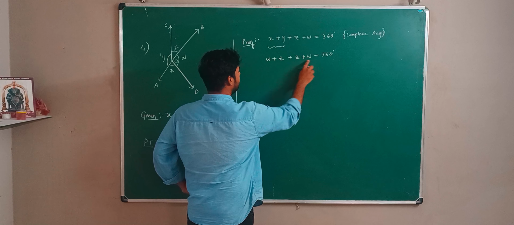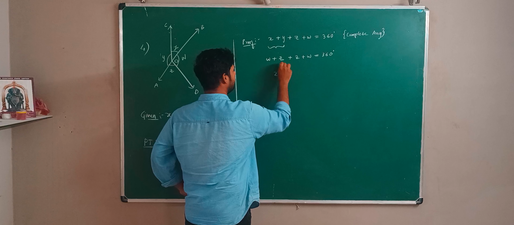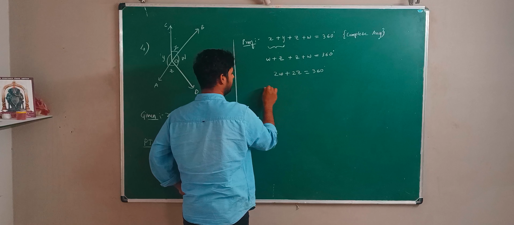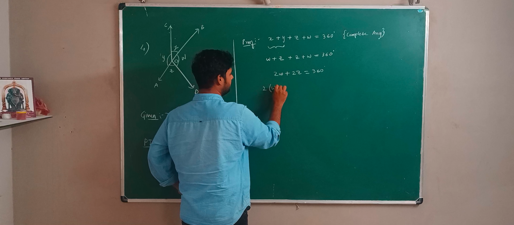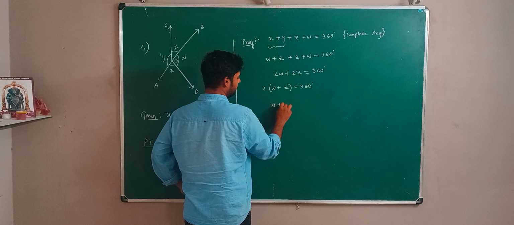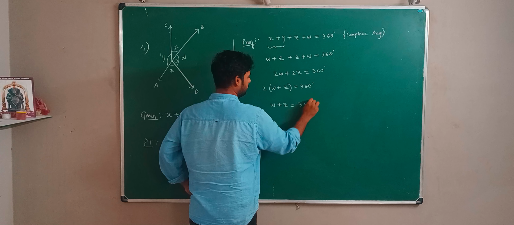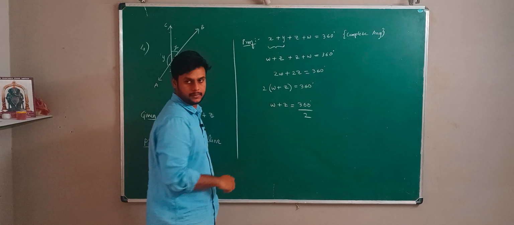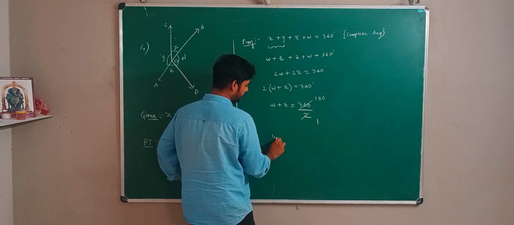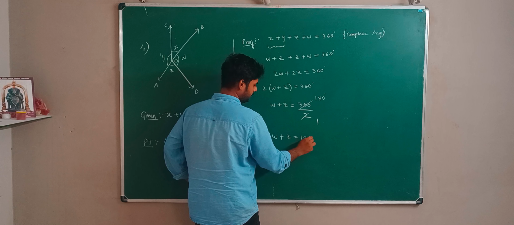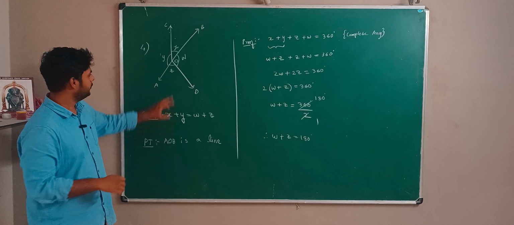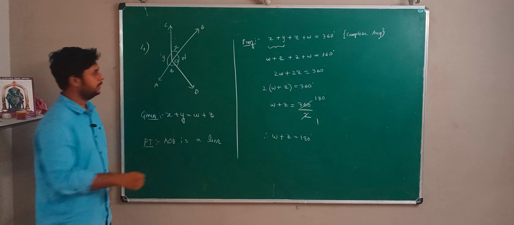Now w plus w, 2w, plus z plus z, 2z is equal to 360 degree. What is common? 2 of w plus z is equal to 360 degree. W plus z is equal to 360 by 2. The 2 will come down. 2 ones are 2, so 180. W plus z is equal to 180 degree. Do you know a simpler proof? So I proved w plus z is equal to 180 degree.